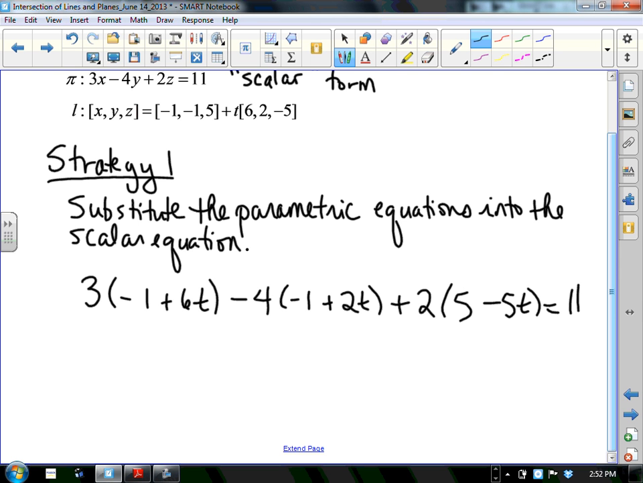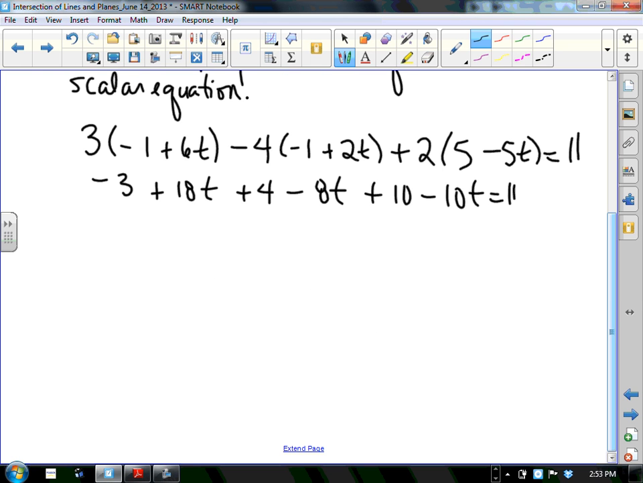Let's distribute and combine our terms to see exactly what's going to happen. Minus 3 plus 18t plus 4 minus 8t plus 10 minus 10t equals 11. Gathering our terms, we can go with the constants. Minus 3 and 4, there's 1, plus 10 is 11. Looking at the t terms, 18 less 8 is 10, and 10 minus 10 gives us 0t. So 0t plus 11 equals 11. Isolating the t value, 0t equals 0.